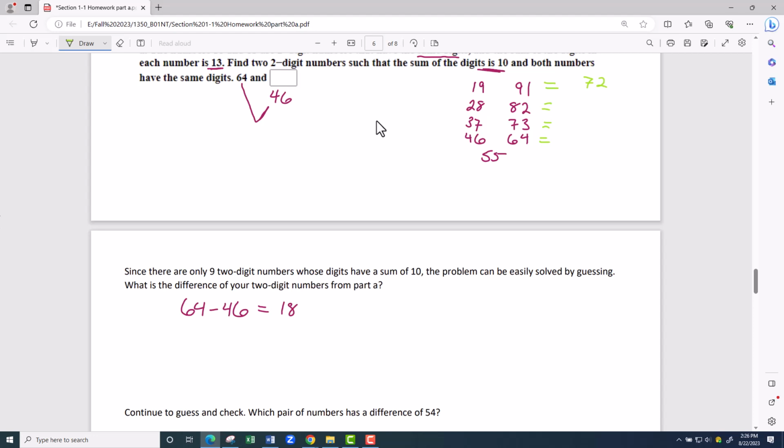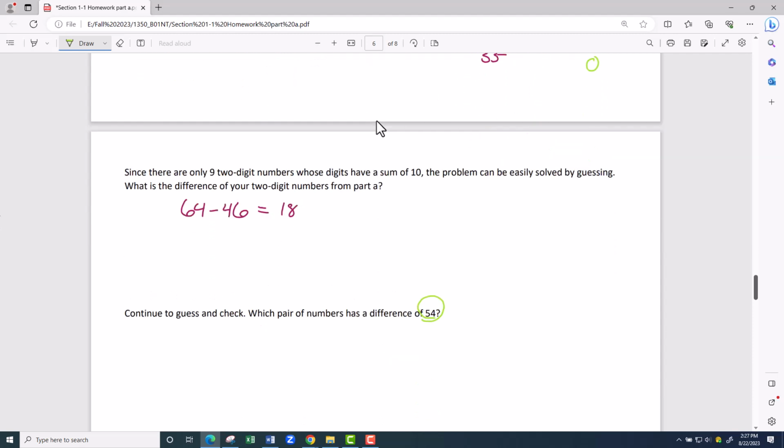82 and 28, the difference is going to be 54. 73 and 37, the difference is going to be 36. 64 and 46, as we already said, the difference is 18. If I did 55 and 55, the difference would be 0. So we're looking for that pair that has the difference of 54. That would be your 28 and 82.